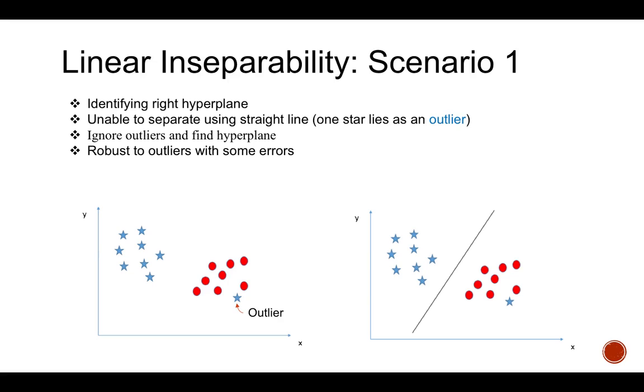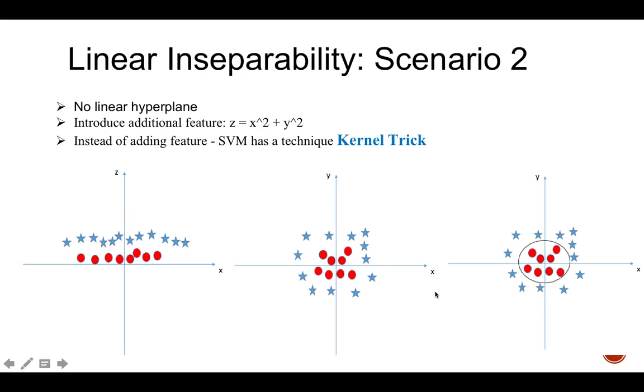Here we have an outlier. We cannot separate these two classes using a straight line. If we ignore the outlier, we can use a hyperplane to separate them. Here, we don't have any linear hyperplane. We could introduce a new feature. Instead of adding a new feature, SVM has something called a kernel trick.